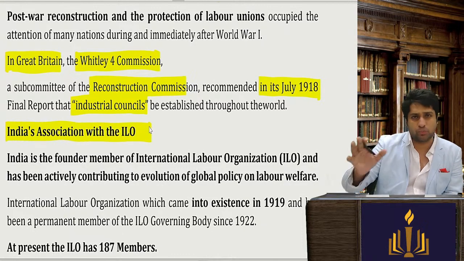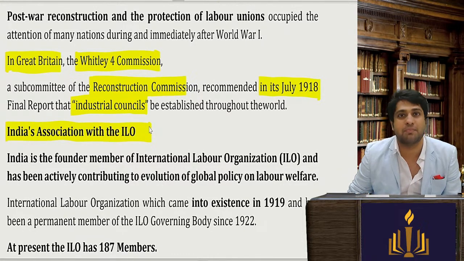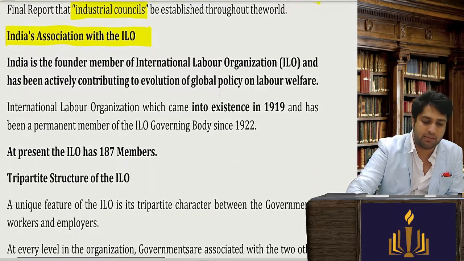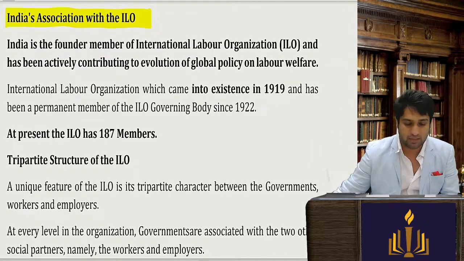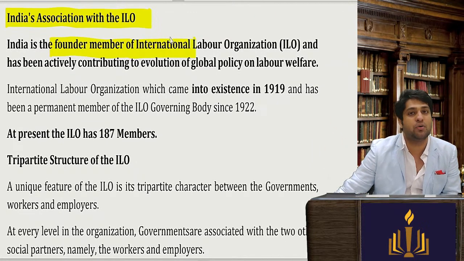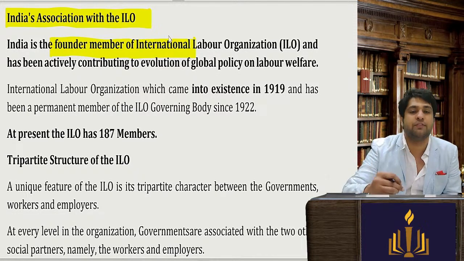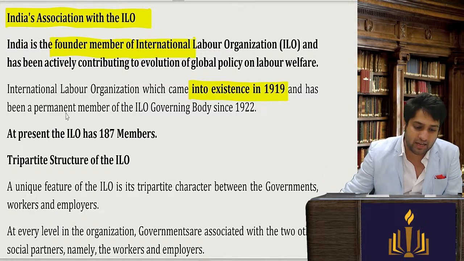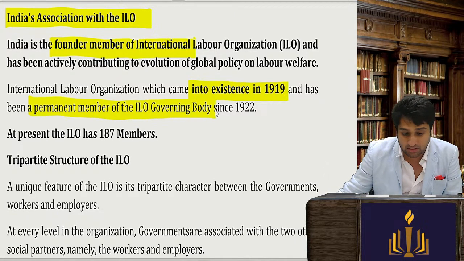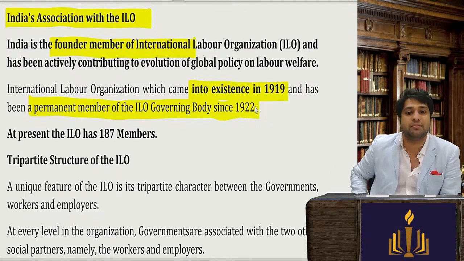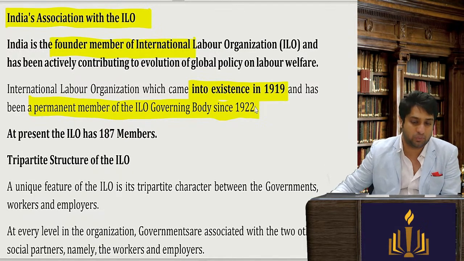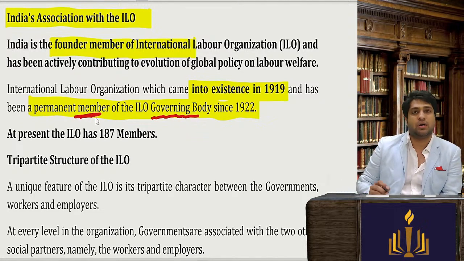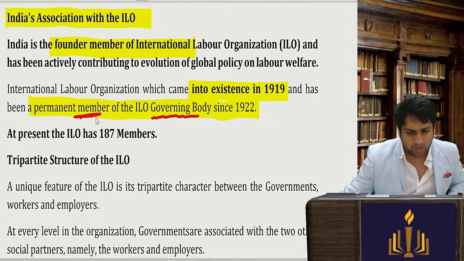So pursuant to that, we also became a member of the ILO, the International Labour Organization. So we were members from the beginning of the ILO. India is a founder member of the ILO. That is, the moment the ILO was formed, we were a member of it. It came into existence in 1919 and India has been a permanent member of the ILO governing body since 1922. So we are also a member of the governing body. So understand, there are over 187 members.